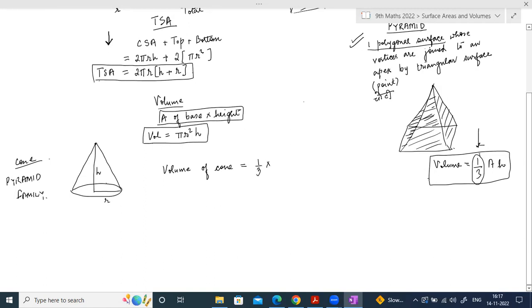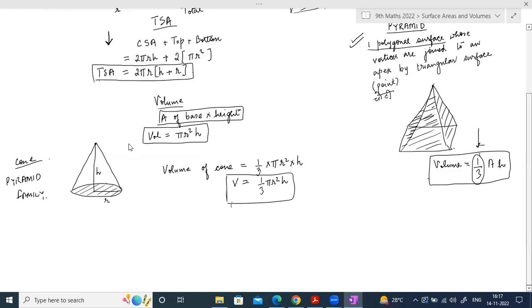1 by 3 times. What will be the area of the base? Area of the base. Why are you telling perimeter? Pi r square. Sorry, I get very confused. Pi r square, and the height is h. So the volume formula is 1 by 3 pi r square h.